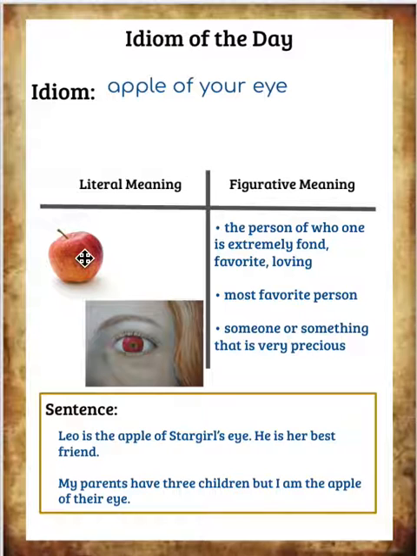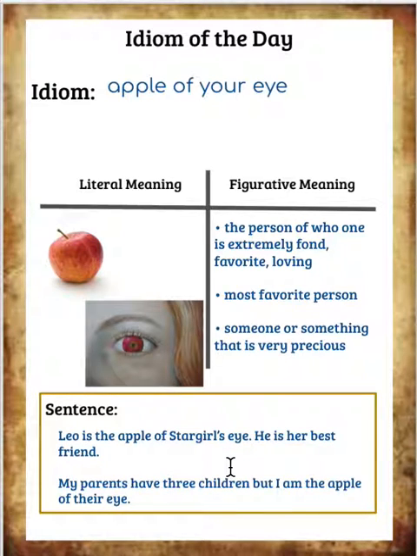I. So today we have apple of your eye. Apple of your eye. This is a common idiom. We can see literally here the apple, the fruit. There's an apple here in this person's eye. What does this mean? When you call somebody the apple of your eye, it means that person is somebody that you're extremely fond of. It's your favorite person. It's a loving person. So the person of whom one is extremely fond, favorite, loving, your most favorite person, or someone or something that is very precious. So someone or something that is very precious to you is the apple of your eye.